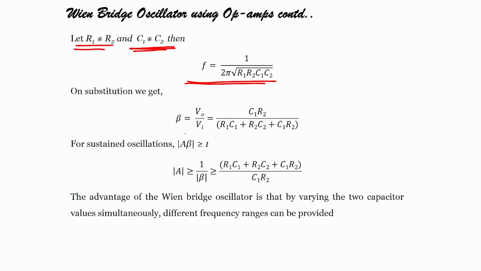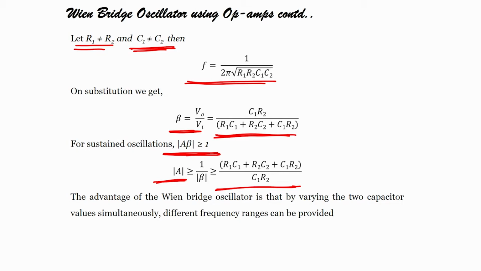On substitution we get beta equals Vo by Vi, and we have this equation. Now, for sustained oscillations, A beta should be greater than 1. So, A would be nothing but 1 by beta, greater than this particular value, or the inverse of this.